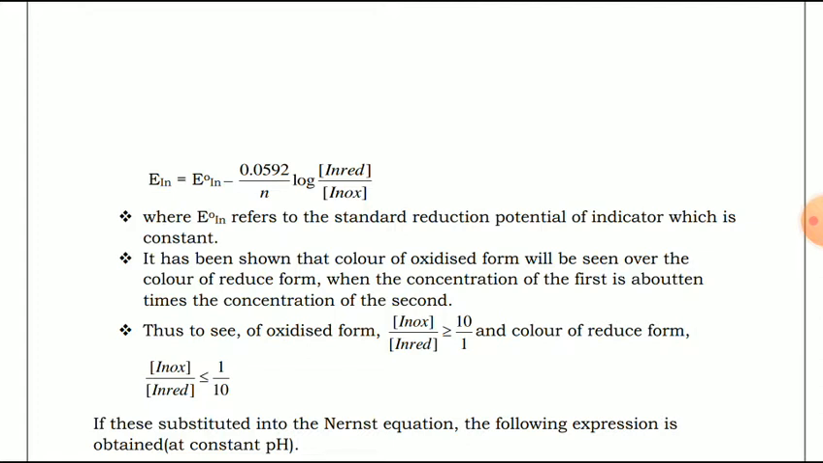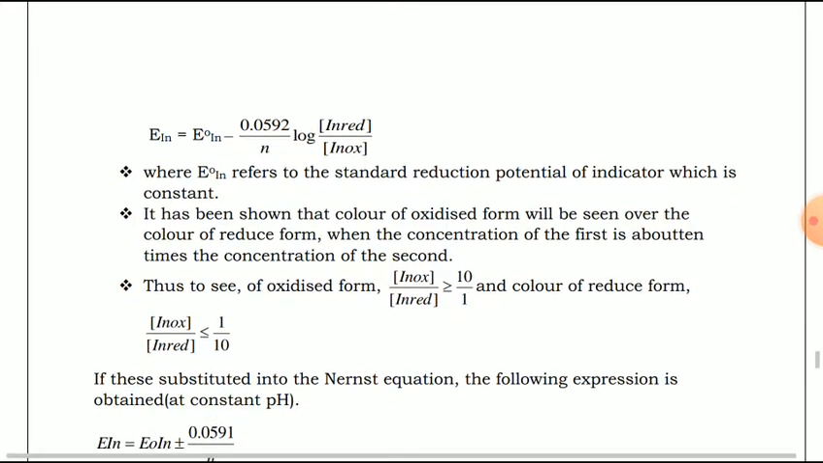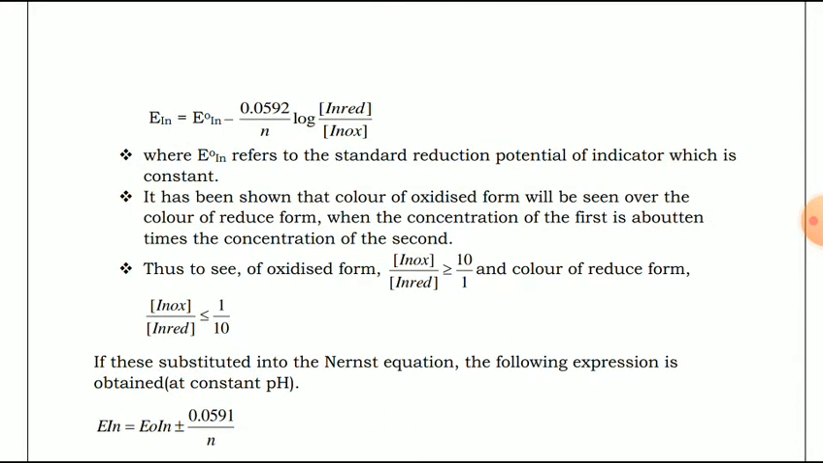That is, the concentration of the indicator in reduced form will be greater than 10 times, so it will show the color of the reduced form, that is, color second. If these are substituted into the next equation, the following expression is obtained at constant pH. See the expression: E_In is equal to E°_In plus or minus 0.0591 upon n.